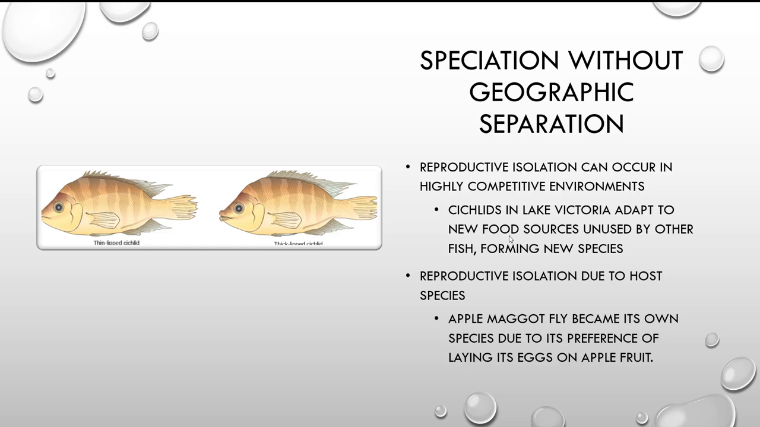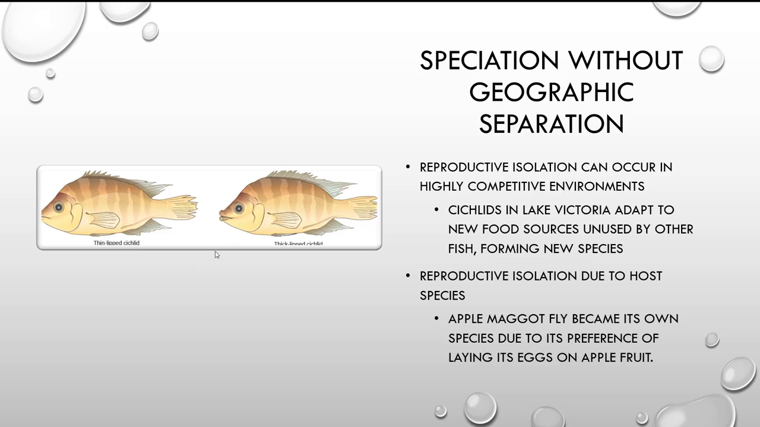And so what ends up happening is there's that selective pressure in order for them to find a new resource to eat or to feed off of. And so the cichlids tend to adapt to new food sources that are unused by other fish. So we have the thin-lipped cichlid versus the thick-lipped cichlid. And so the thick-lipped cichlid can go after a new food source that the thin-lipped cichlid cannot.